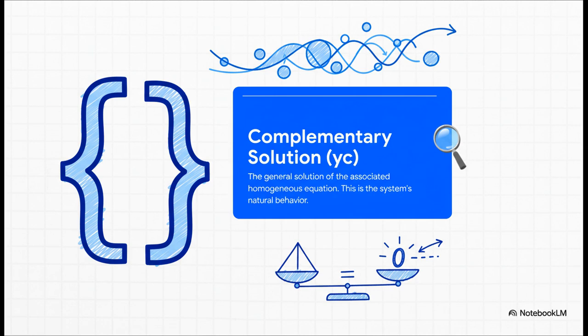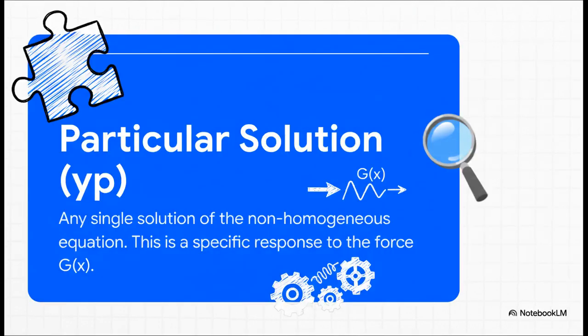To find it, you just pretend that g of x isn't there, set the right side to 0, and solve it just like you always have. This is the system's baseline, its natural behavior. Now, the new piece of the puzzle is what we call the particular solution, YP. All this is any single solution, it doesn't matter which one, that works for the full non-homogeneous equation. Think of it as one specific example of how the system responds to that outside force, g of x.